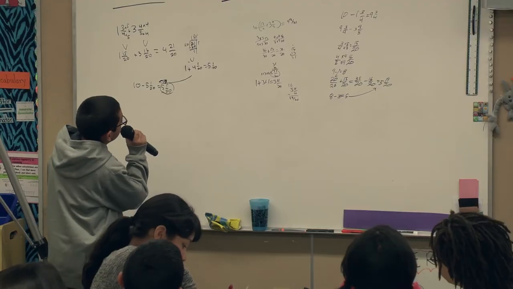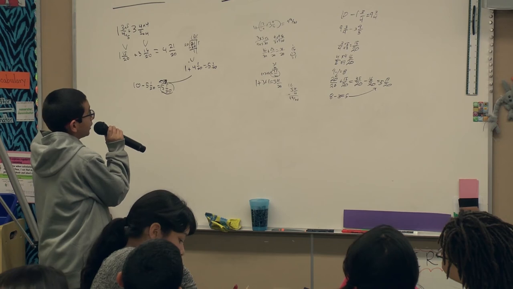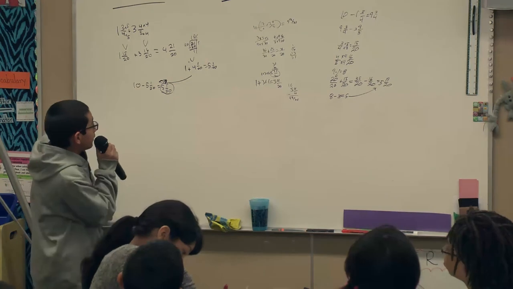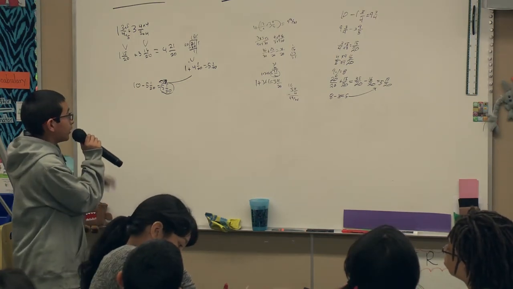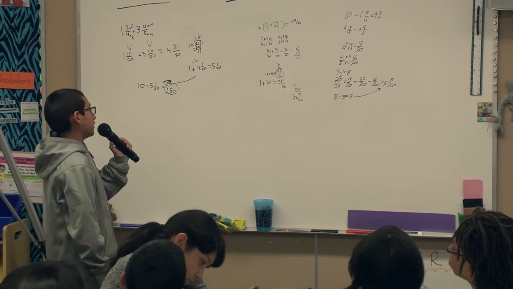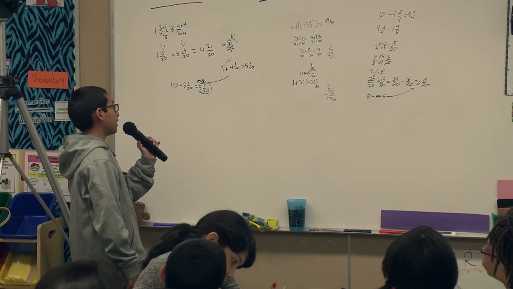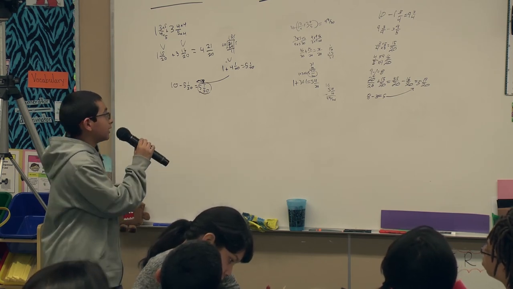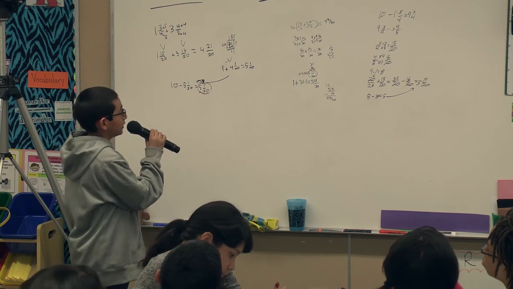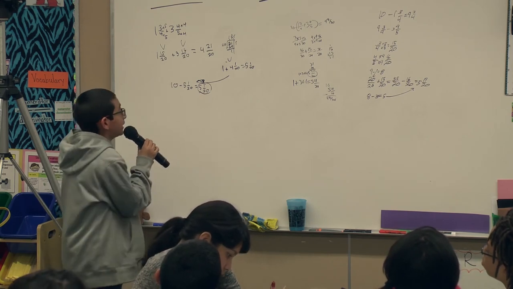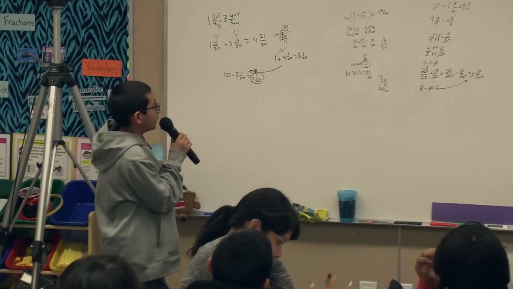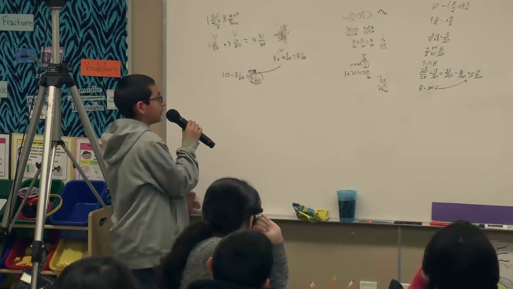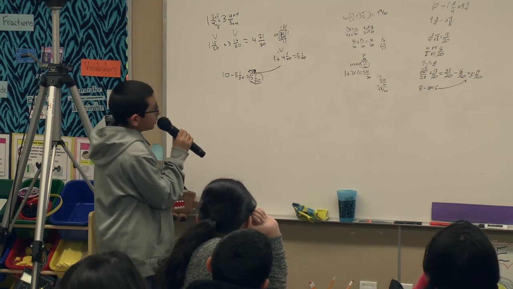What I did was I did 10 minus 1 3/4 plus 3 4/5. And then since they're parentheses, I have to do it first. And then I wrote 3/4 times the numerator and the denominator by 5 and got 15/20. Then I did 4/5, then I times the numerator and the denominator by 4. Then I got 16/20. Then I add 16/20 plus 15/20, and that equals 31/20.